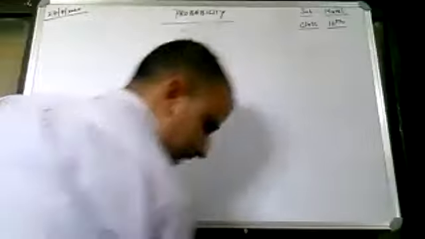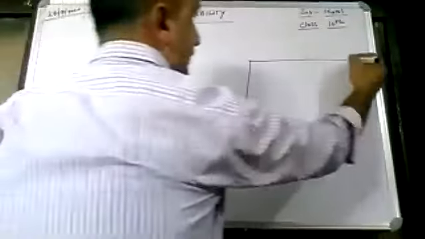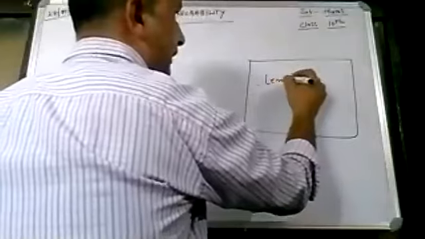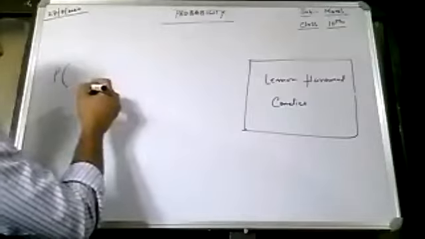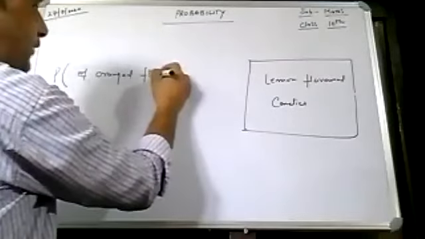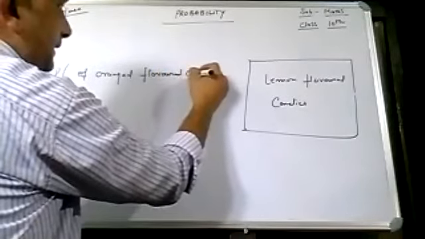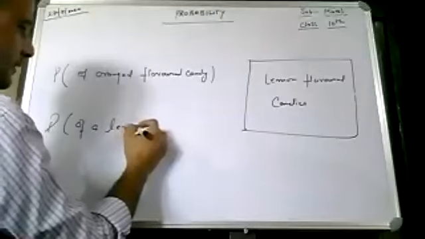A bag contains lemon flavored candies. Let me make the blueprint of this question. This is the bag. What is in it? Lemon flavored candies. Next. Malini takes out one candy without looking into the bag. What is the probability that she takes out an orange flavored candy, and second, a lemon flavored candy? Probability of a lemon flavored candy.